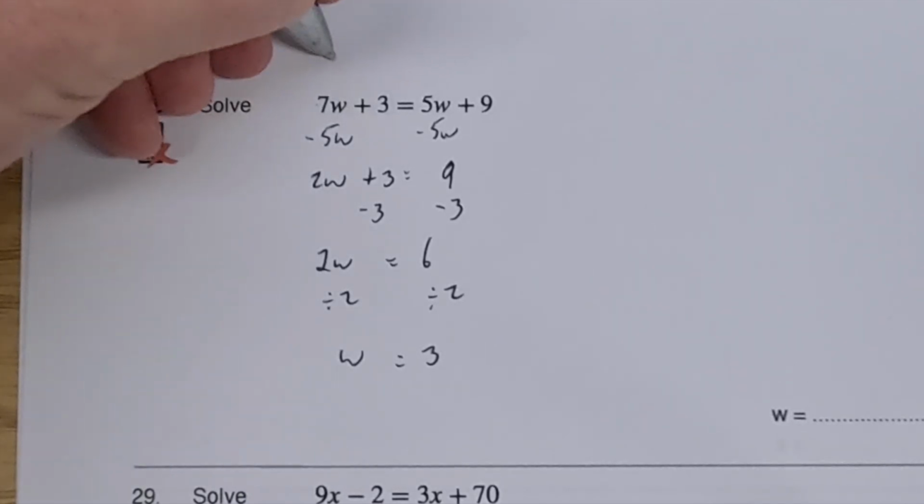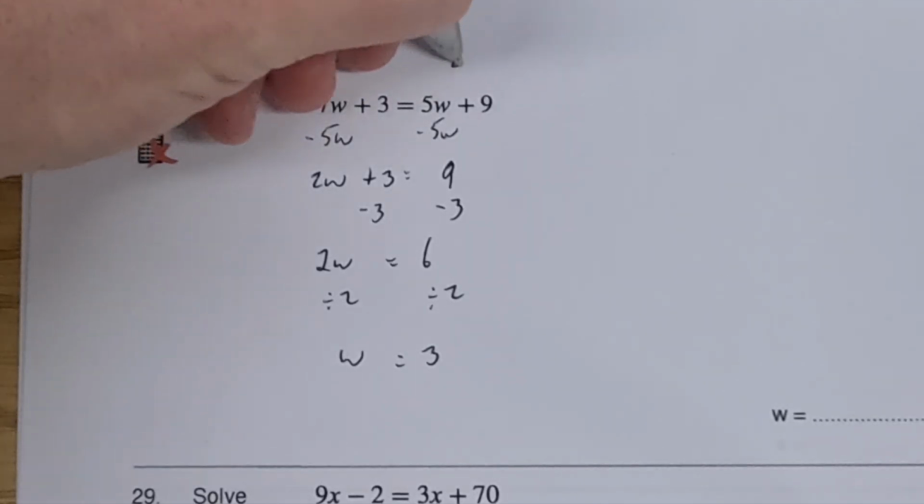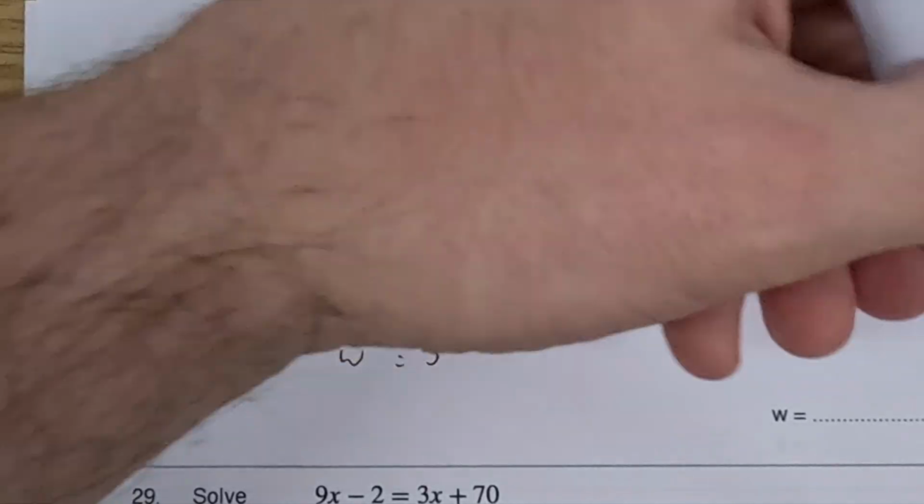Plus 3 would be 24. So that side would be 24. 5 times 3 is 15, plus 9 is 24. So that side is 24. So you get 24 equals 24, so we know we're right. So w equals 3.